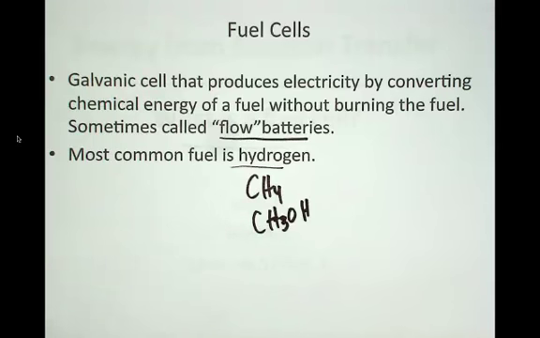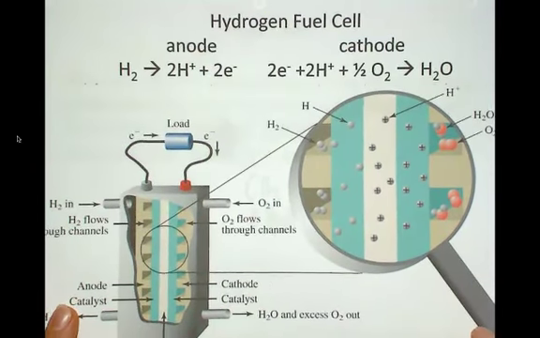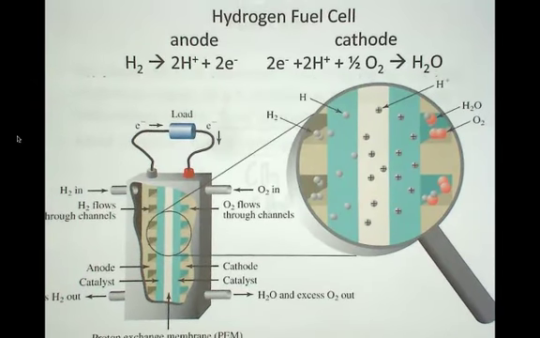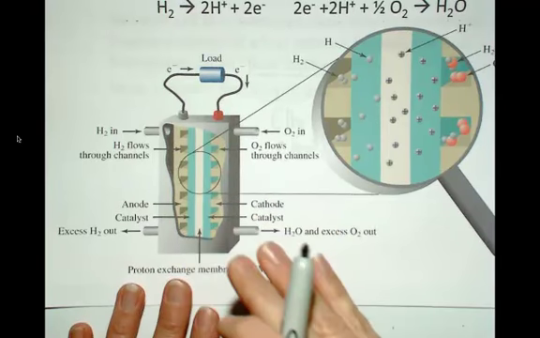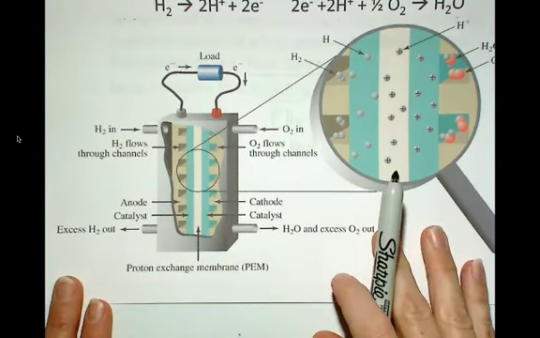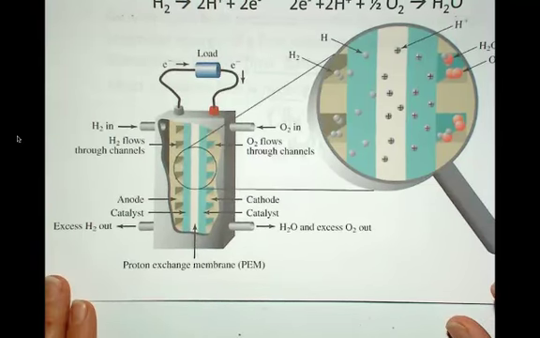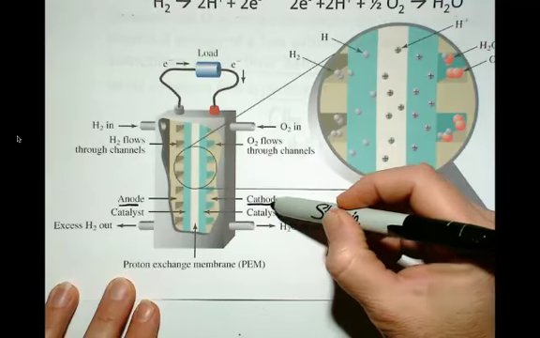Okay, so let's see exactly what this looks like. Here is a schematic diagram of a fuel cell. Let's look first at what we can compare to the typical galvanic cell. Just like a galvanic cell, there's an anode and a cathode.